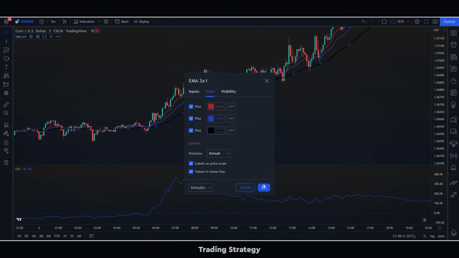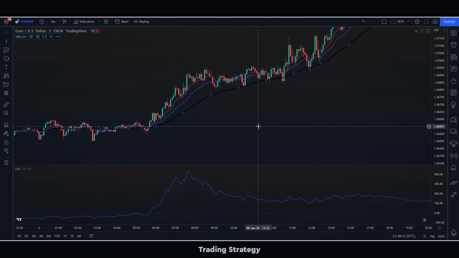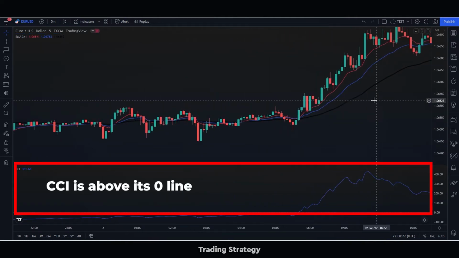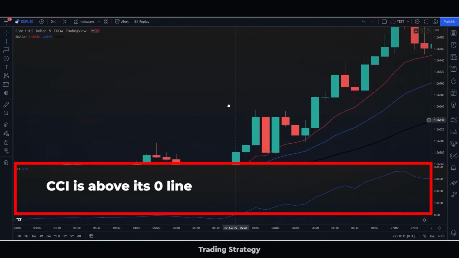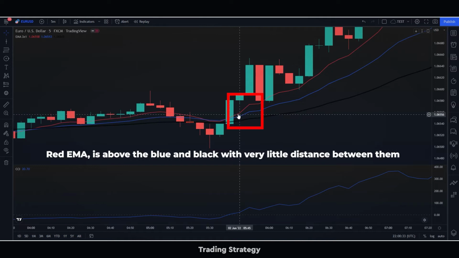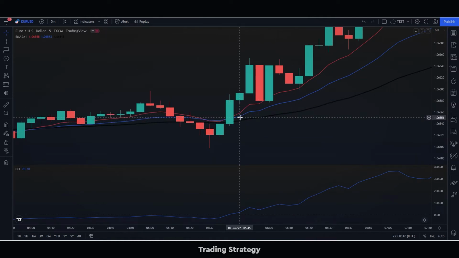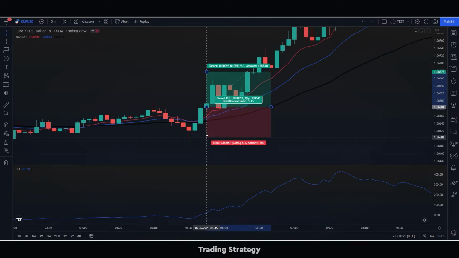Once we have everything configured, we will explain when we will make buy operations. We will carry out a buy operation when the CCI is above its zero line, and also the red EMA is above the blue and black with very little distance between them. That is, the red almost touching the blue. Also, the price must be above the 50 EMA. If this is fulfilled, we will perform the operation.